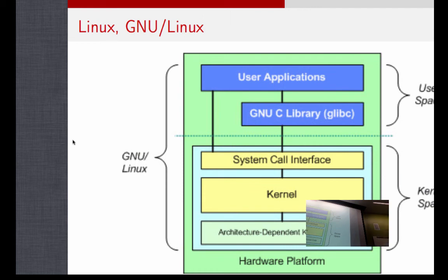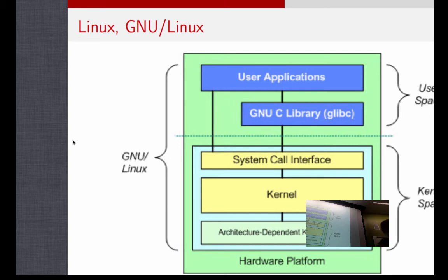So roughly it looks like this. You have your hardware platform on top of which runs the kernel, right? Which has the system call interface, which is used by all the user level programs. And combined, this so-called thing is called GNU/Linux, because a lot of these user level applications and especially the C library are actually created by GNU.